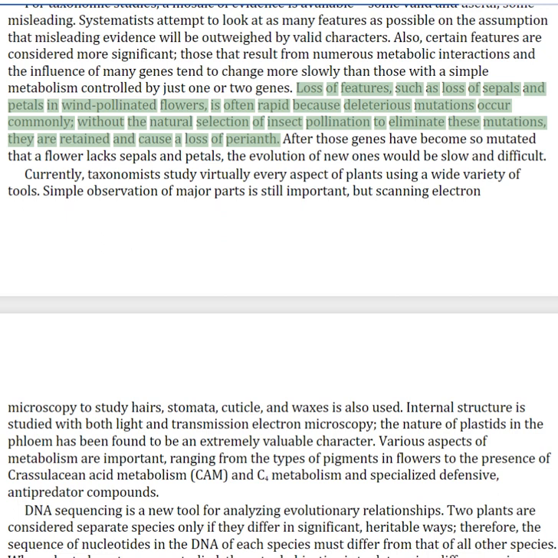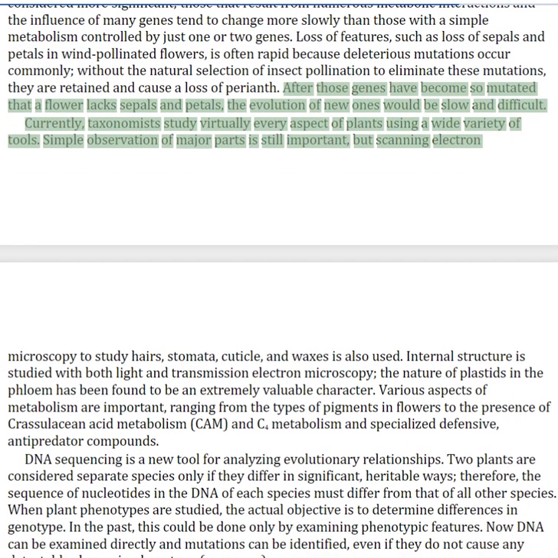Loss of features, such as loss of sepals and petals in wind-pollinated flowers, is often rapid because deleterious mutations occur commonly. Without the natural selection of insect pollination to eliminate these mutations, they are retained and cause a loss of perianth. After those genes have become so mutated that a flower lacks sepals and petals, the evolution of new ones would be slow and difficult.